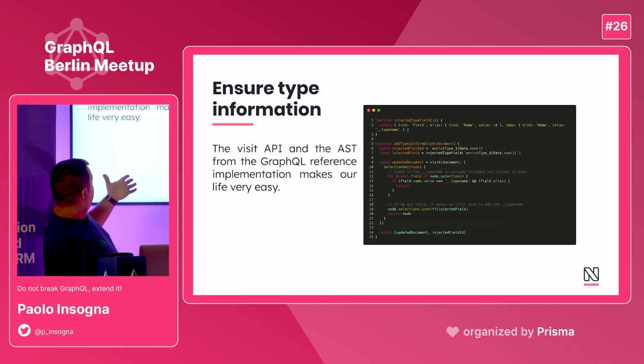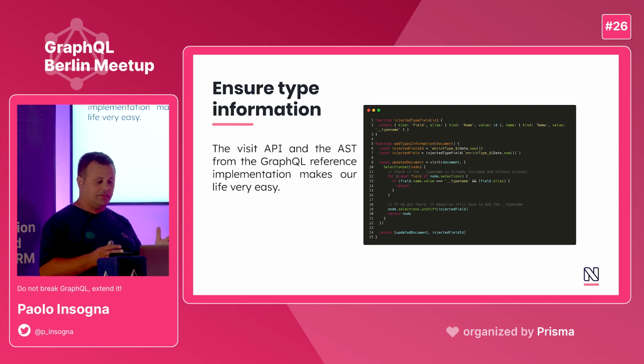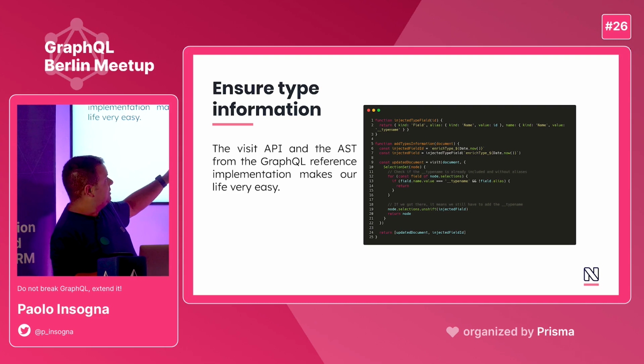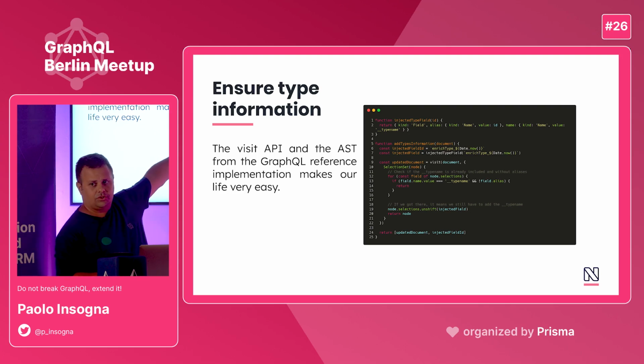Now, let's go into detail on how it works. The enriching types information that I showed you in the previous query, that's actually very easy to implement, because the visit API of the GraphQL reference implementation in JavaScript has this very nice API that says, if you are just interested in when I encounter a selection set, just pass me a selection set function with a node.